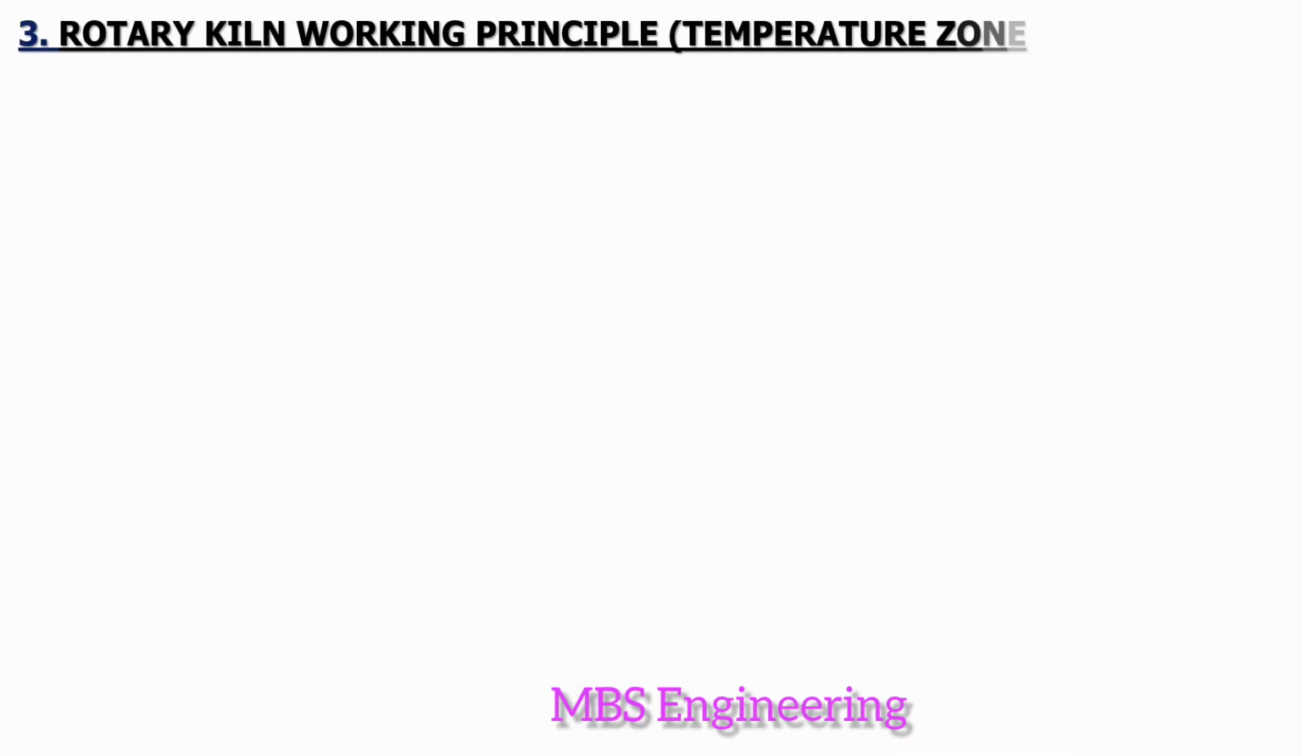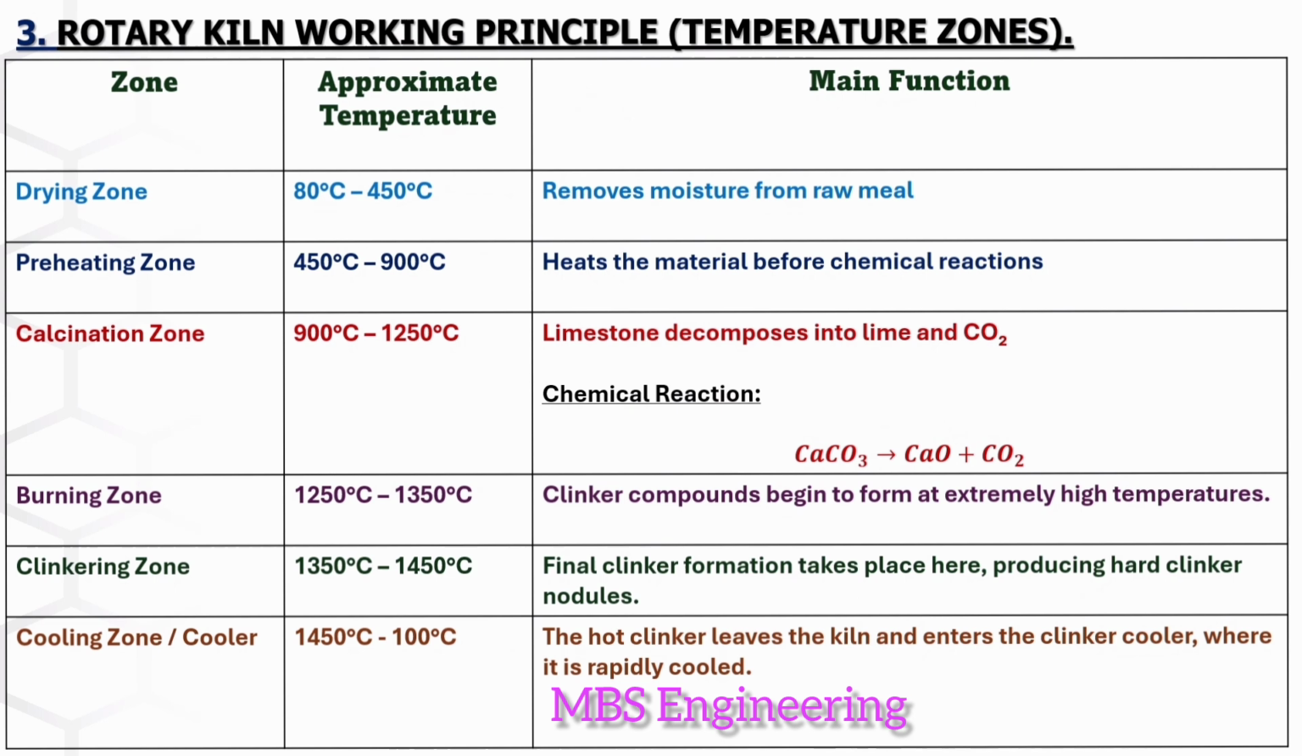Next, we will learn and understand the rotary kiln working principle. As the material moves through the rotating kiln, it passes through several temperature zones. Please refer to the picture for the different temperature zones mentioned in the below table. Each zone performs a specific function in transforming the raw meal into clinker. Progressive heating within these zones causes moisture removal, decomposition reactions, and clinker mineral formation. In the burning zone, the temperature reaches its maximum value, enabling the formation of cement clinker. Finally, the hot clinker leaves the kiln and enters the clinker cooler for rapid cooling.